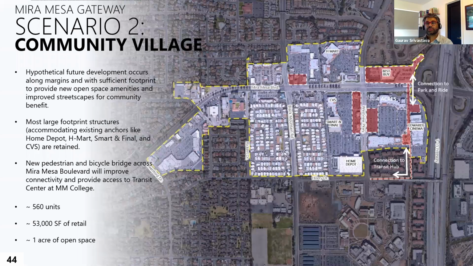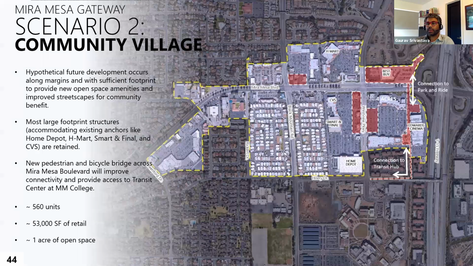The second option for the gateway site looks at, again, extending the current zoning to expand, to allow more community benefit, community serving open space, and therefore just requires a larger footprint for that to occur.